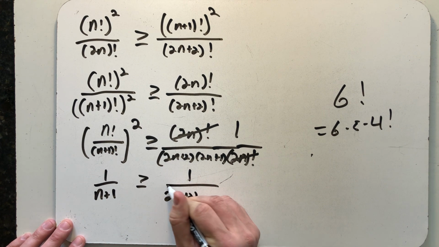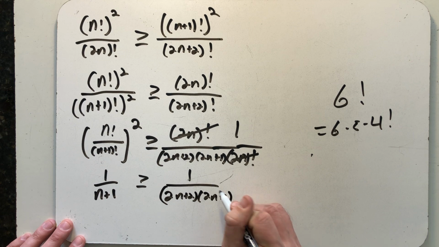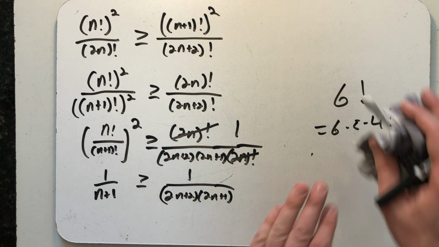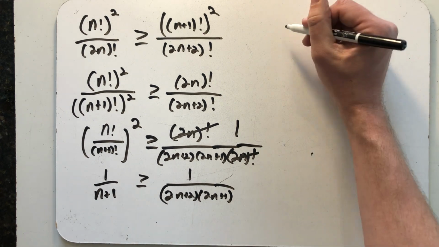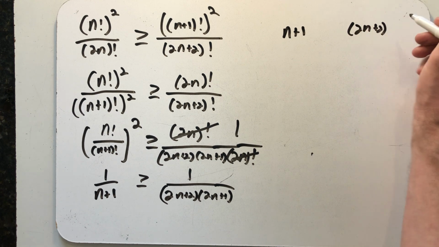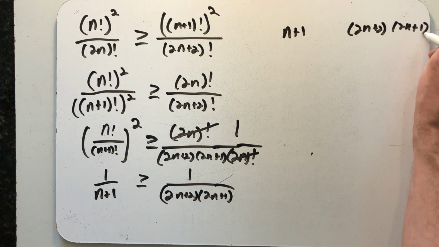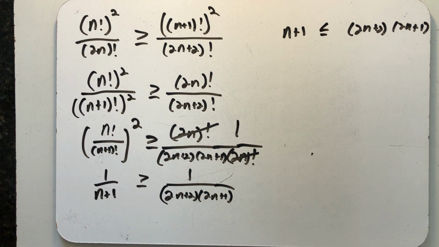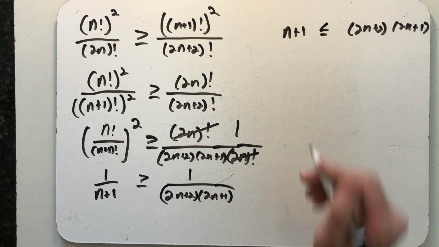So by rearranging this statement with a bunch of factorials in it, I end up with a statement with, well, no factorials in it. I have a 1 over n plus 1 is greater than or equal to a 1 over 2n plus 2 times 2n plus 1. Now I want to solve this inequality. So to make it a little easier, I'm going to take the reciprocal of both sides. So I have n plus 1, and on this side 2n plus 2 times 2n plus 1. When I take the reciprocal of both sides, that greater than or equal to becomes a less than or equal to. I can solve this inequality for n.